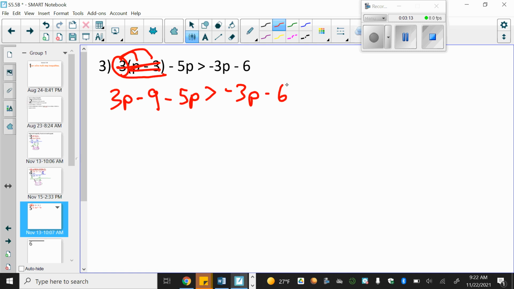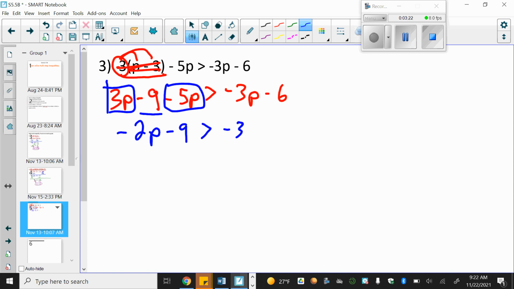Minus 3p minus 6. Then I want to combine like terms. I have 3p minus 5p to get negative 2p. Bring down that minus 9. And this side stays the same.